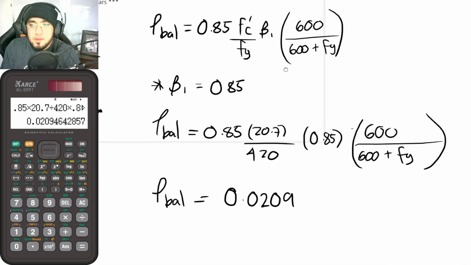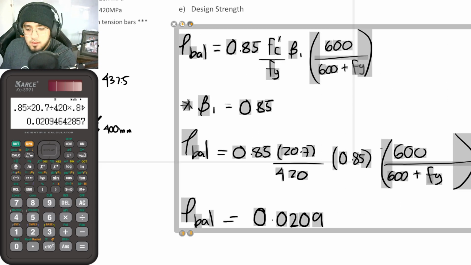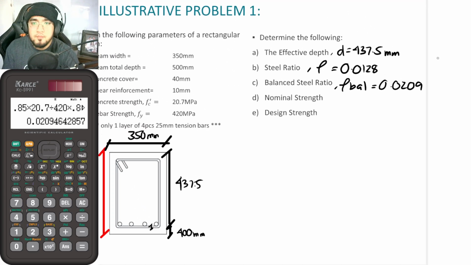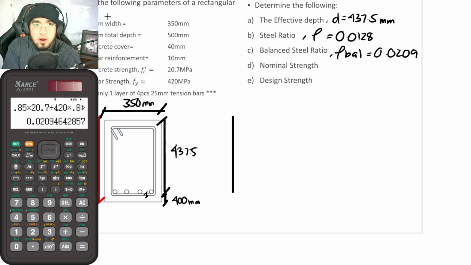Next up, let us solve for the nominal strength. For a moment, I will just copy this slide and erase my solution here. So for the nominal strength, suppose that I am to draw the stress diagram here. So this is now our stress diagram, and this is now our compressive load.